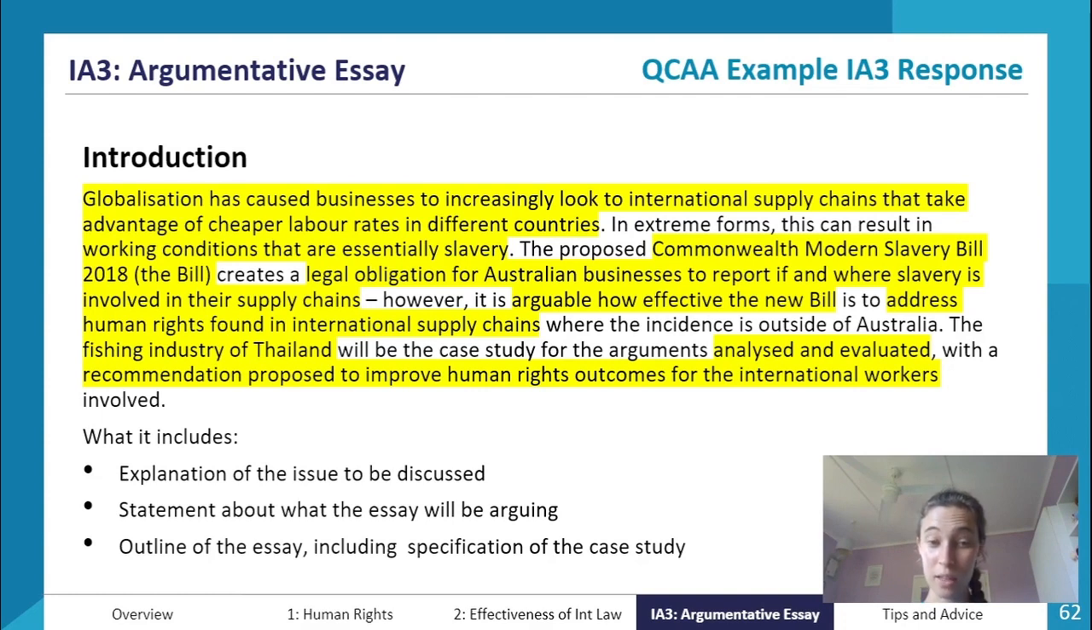So in this case, they've chosen to focus on the fishing industry of Thailand for the case study. And they're explaining that this will be analyzed and evaluated and a recommendation will be given. So showing your knowledge of the general context, telling them what you'll be arguing, giving that outline of what the case study is, and using basically the words that are in the task sheet. You need to analyze and evaluate and provide a recommendation.